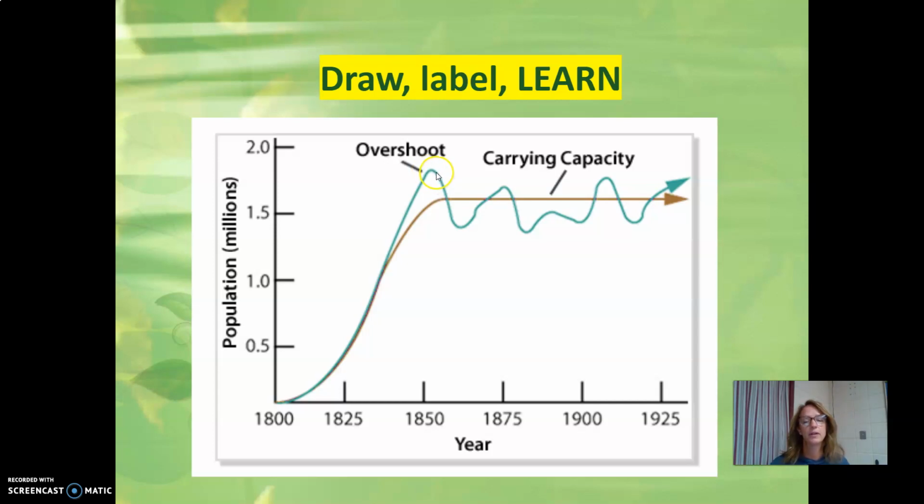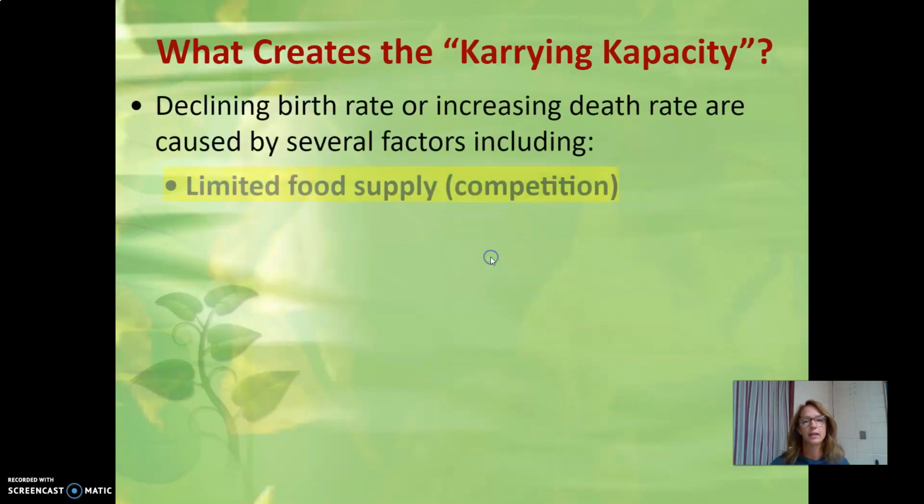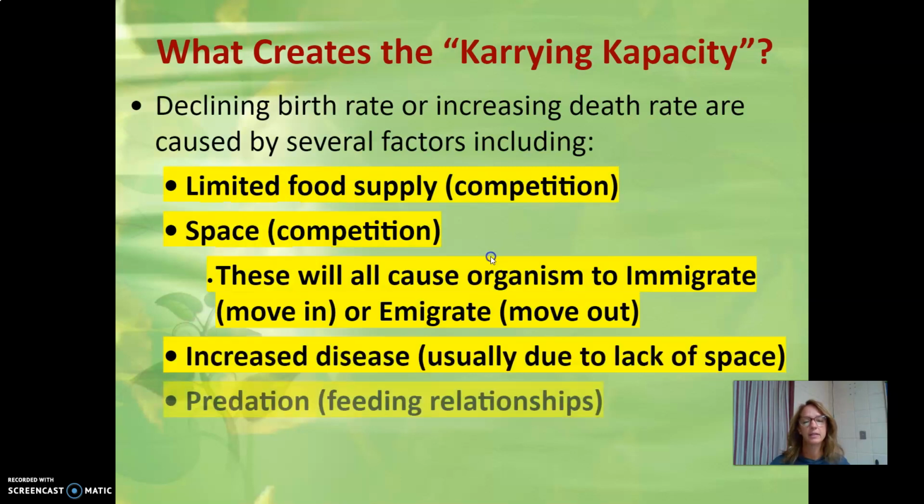More than likely, though, you ran out of food or water, or disease spread, and there's a die-off. Now there's lots of space, lots of food, so we're going to have more babies. So it's all biotic factors that create that healthy carrying capacity line.